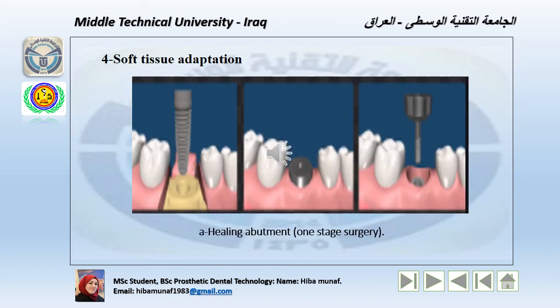The fourth step of the surgery is soft tissue adaptation. After placement of the implant, a specific healing device is screwed into the implant. There are two possible alternatives: first, the healing abutment, which we use in one-stage surgery, and second, the cover screw, which we use in two-stage surgery. The healing abutment passes through the mucosa, and the surrounding mucosa is adapted around it to prepare for the final restoration.